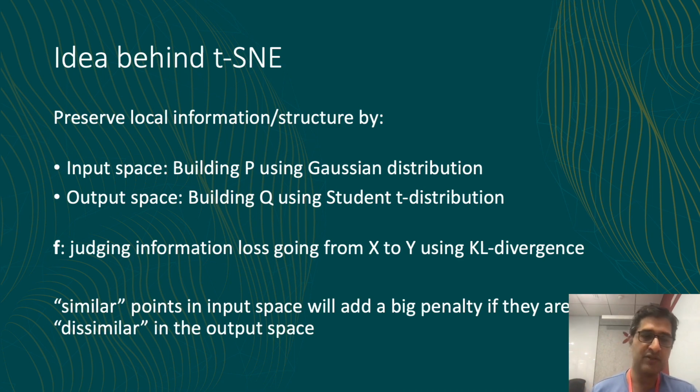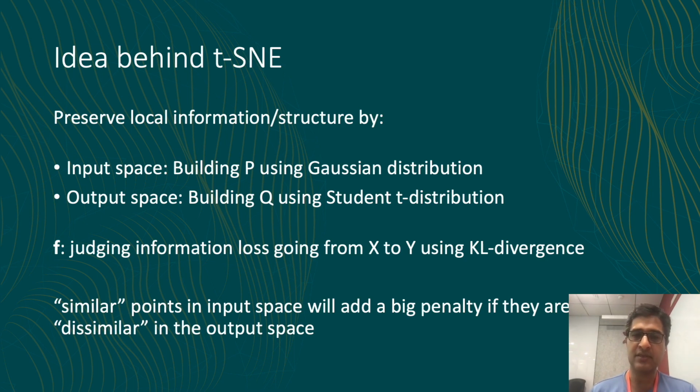So restating it, similar points in the input space should be converted to similar points in the output space, which is, similar points in X get to similar points in Y, but vice versa need not be true. Now, the specific choice of the distance measure, which is F between the two matrices P and Q, is chosen to be KL divergence.